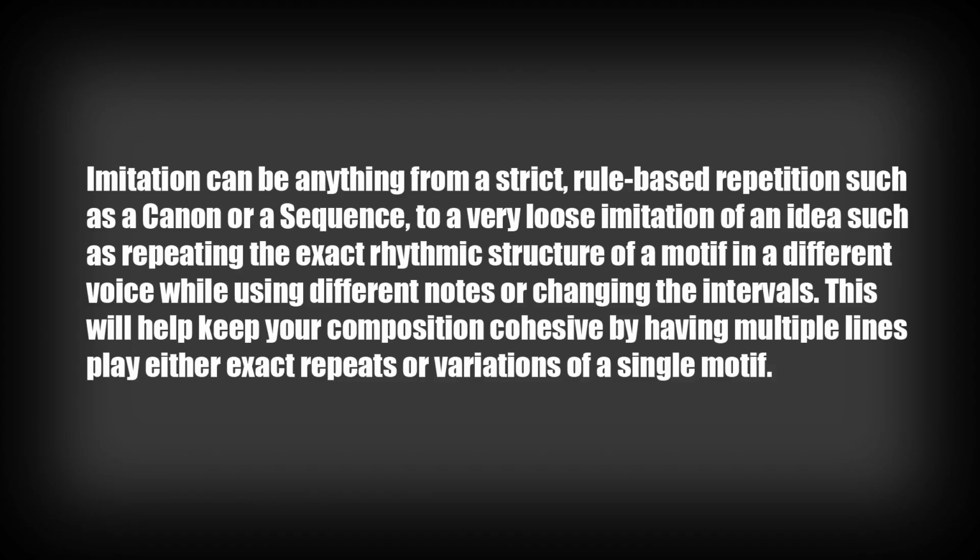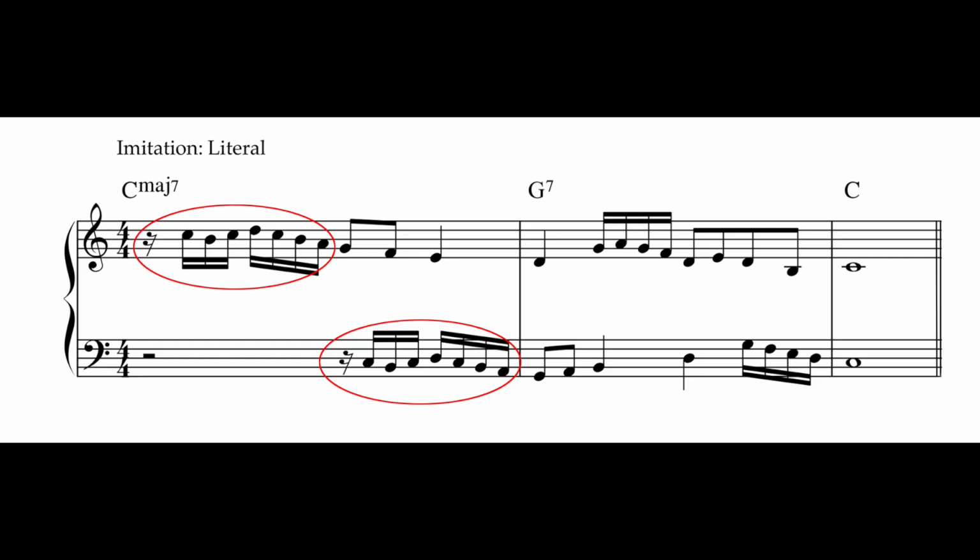Imitation can be anything from a strict, rule-based repetition such as a canon or a sequence, to a very loose imitation of an idea such as repeating the exact rhythmic structure of a motif in a different voice while using different notes or changing the intervals. This will help keep your compositions cohesive by having multiple lines play either exact repeats or variations of a single motif. The first example is a literal imitation.